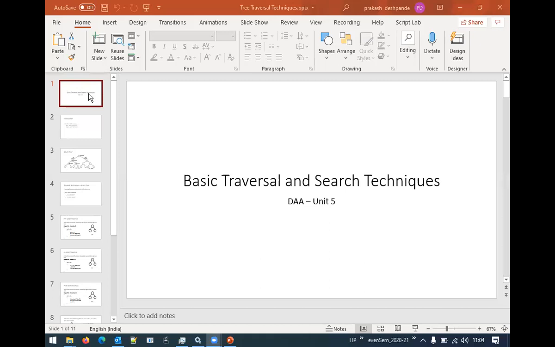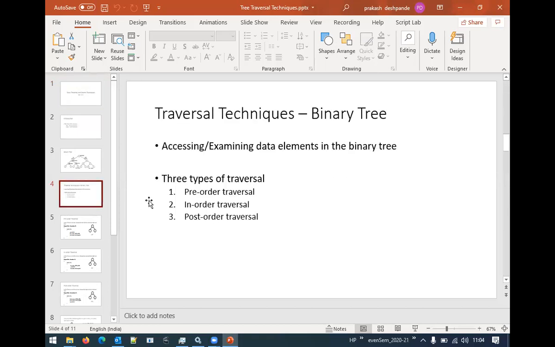What is the second type of traversal? In order. In the in order technique, what we do? First, which is the node that has to be read? It is in order. In means middle. Middle, what we should read? Root. And first, left. Left, root, and then right.